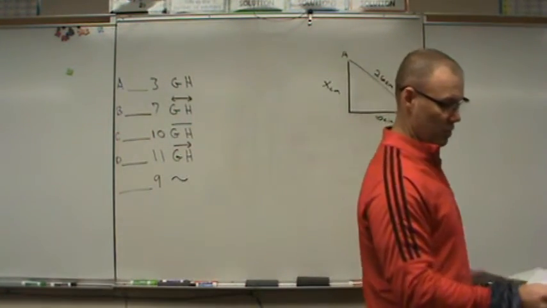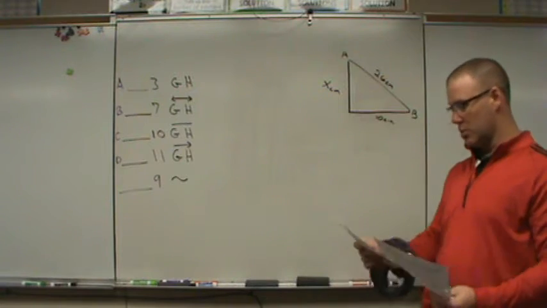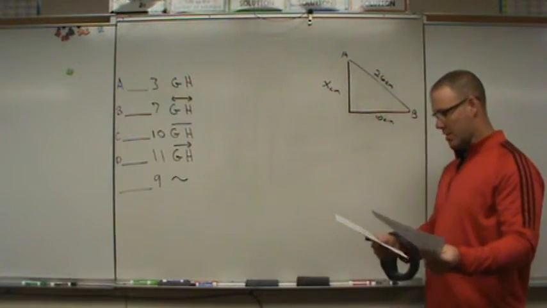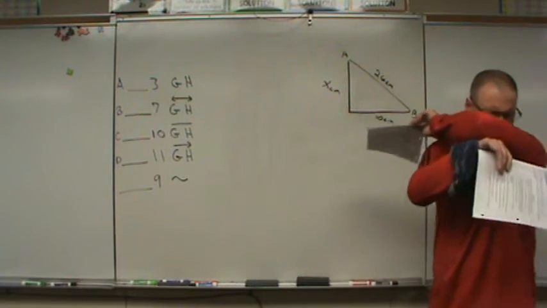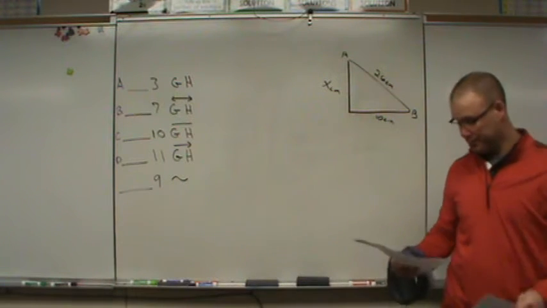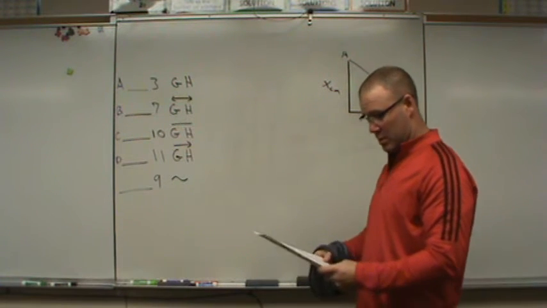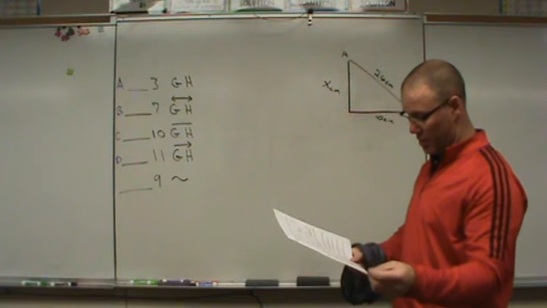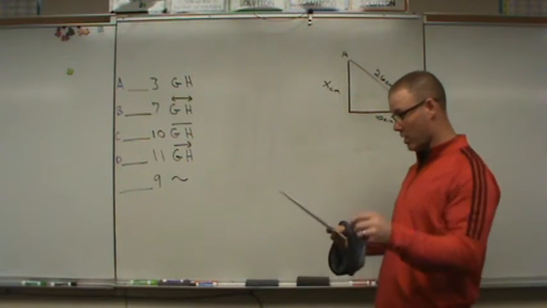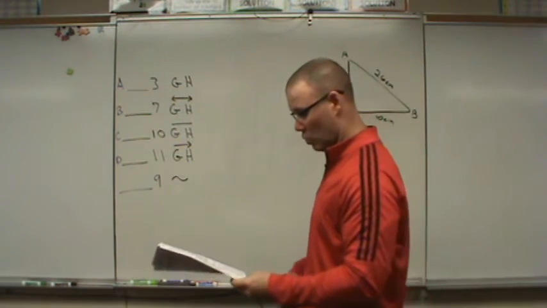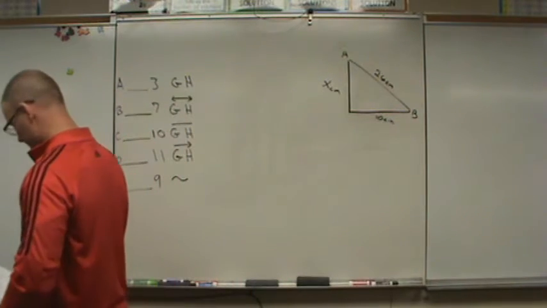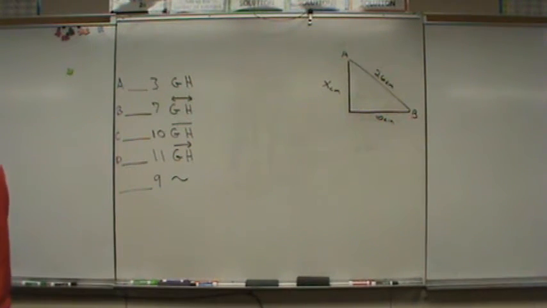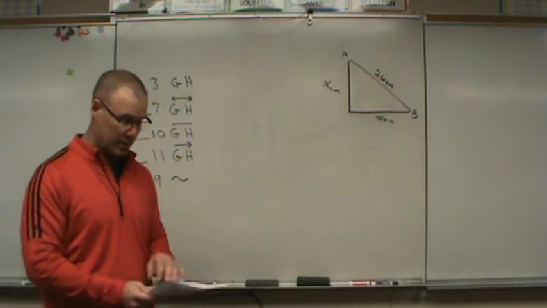Number 7 is 145. Number 8 should be 90. Number 9 should be 25. Number 12, okay, not 11, 12 should be 67. 13, 156. And 14 should be 12. So you should have all those answers from what we did in class.